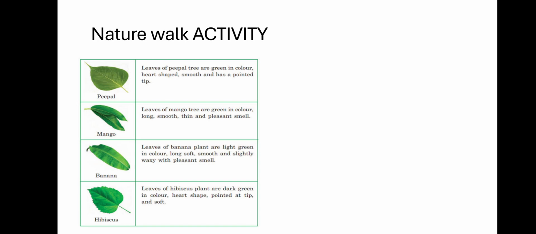Nature walk activity. Now we can see various shapes of the leaves. Leaves of the peepal tree are green in color, heart shaped, smooth, and have a pointed tip. Leaves of the mango tree are green in color, long, smooth, thin, and have a pleasant smell. Leaves of the banana plant are light green in color, long, soft, smooth, and slightly waxy with a pleasant smell. Leaves of the hibiscus plant are dark green in color, heart shaped, pointed at the tip, and soft.